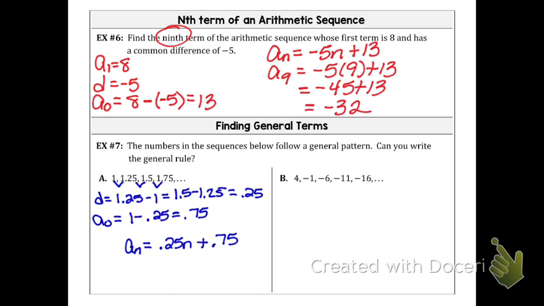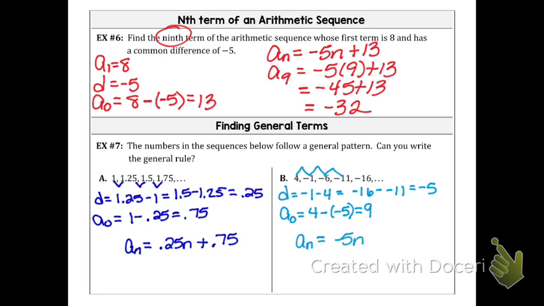And on B, I see my common difference is negative 1 minus 4, or we could say it's negative 16 minus negative 11. Either way, we get negative 5. We're decreasing by 5 each time, if you want to look at it that way. A sub 0 is our first term minus our common difference, so we get 9. So my rule is A sub n equals dn, so negative 5n, plus A sub 0, so plus 9.